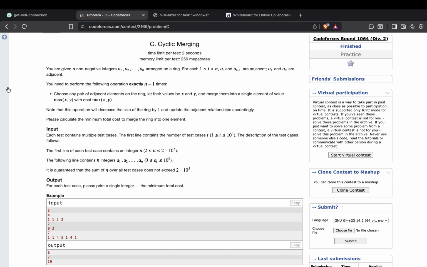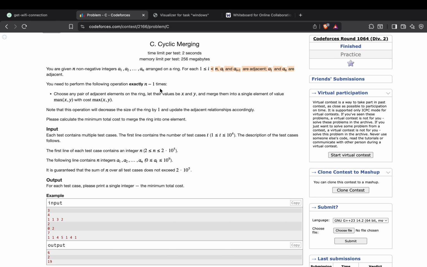So we are given n non-negative integers a1 to an arranged on a ring. For each i, ai and ai plus 1 are adjacent, and a1 and an are adjacent. We need to perform the following operation exactly n minus 1 times. Choose a pair of adjacent elements on the ring.